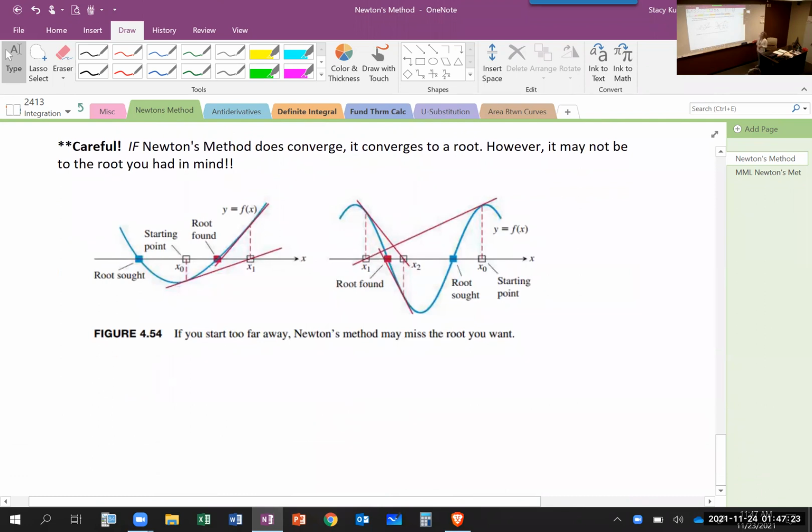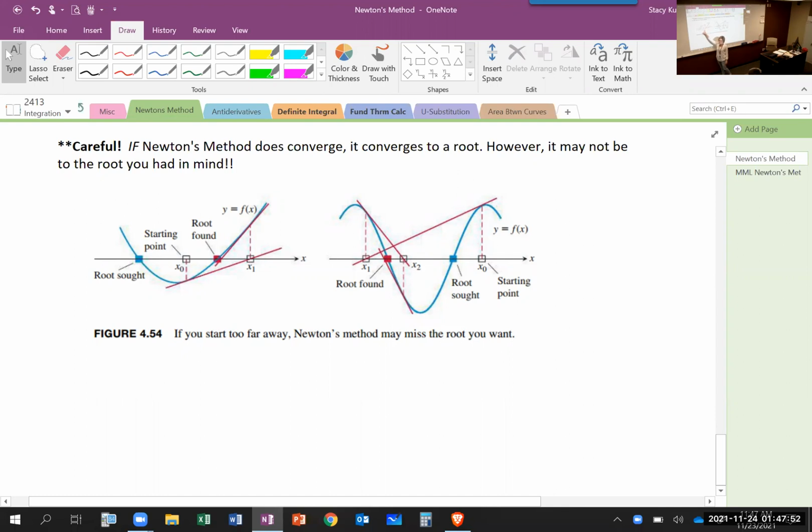If the method does converge, it should converge to a root. If it does not, however, it may not converge on the root that you had in mind also. So not only could it fail, if you pick a starting point that's too far away, then it may give you a root that's not where you want. So not only can it fail, but you have to pay attention to what you're trying to converge on.